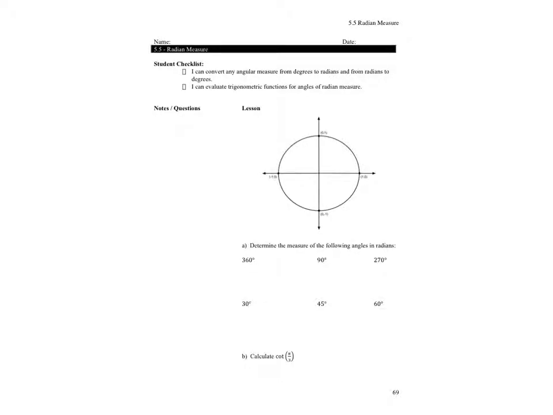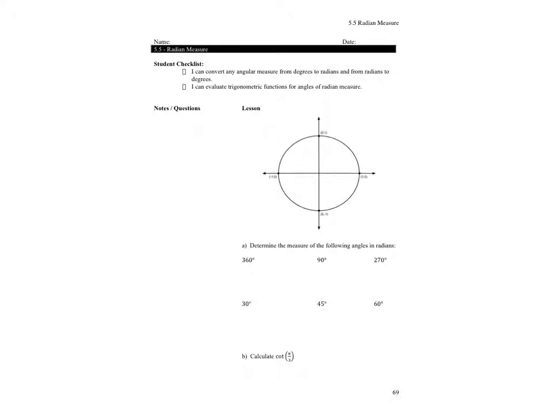All right, so this lesson is kind of just like building vocabulary, and you're actually going to be learning a new way to measure angles. We're just going to be learning how to go from degrees to this new thing that we're going to call radians. So today's notes is about radian measure.